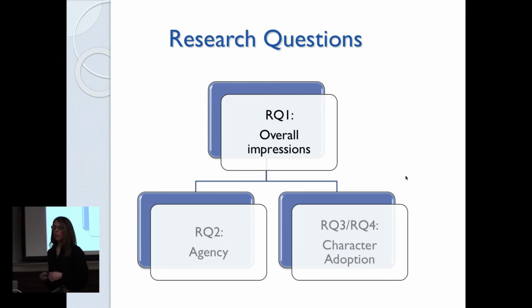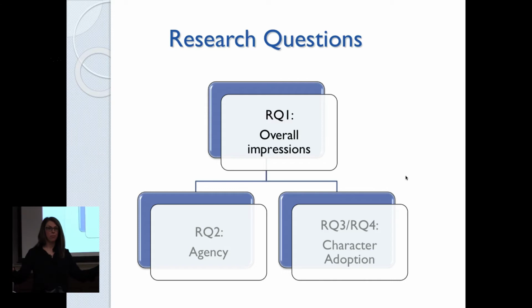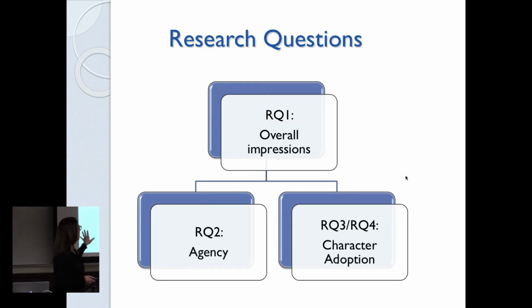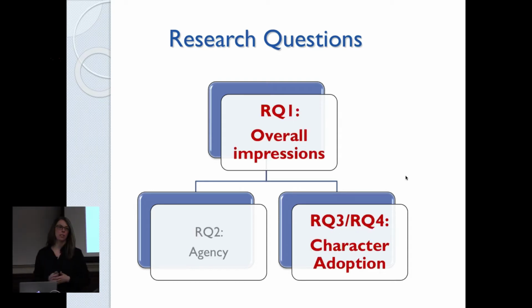And then I also looked at the 2 hallmarks of role immersion. The first being that students receive a lot of liberty, I'm calling it agency here, autonomy, to kind of engage however they want with the content with their peers. And so that's research question 2. And then research question 3 and 4 focus on another hallmark of the pedagogy, which is the adoption of an alternate subjectivity. So you're operating not from your own perspective, but from this perspective of someone else. And so today I'm just going to focus on these 2.